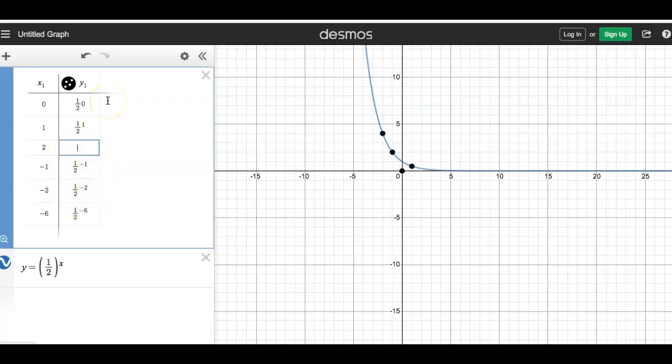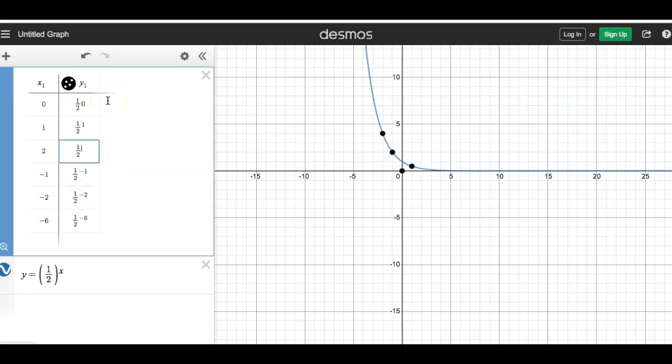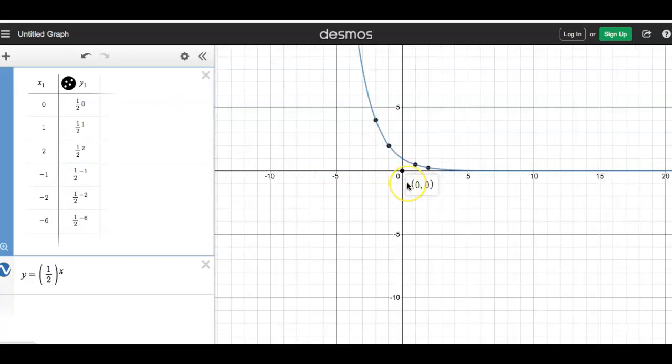This bothers me that that's not in there. 1/2 to the power of 2. I don't know why I've got that in there. Not sure where that's coming from, but that's okay.